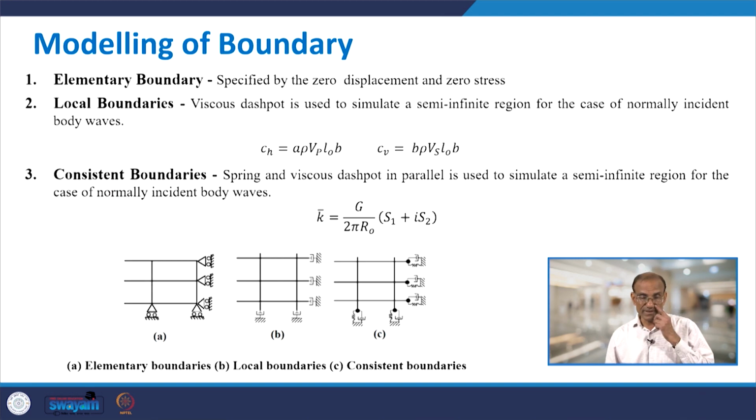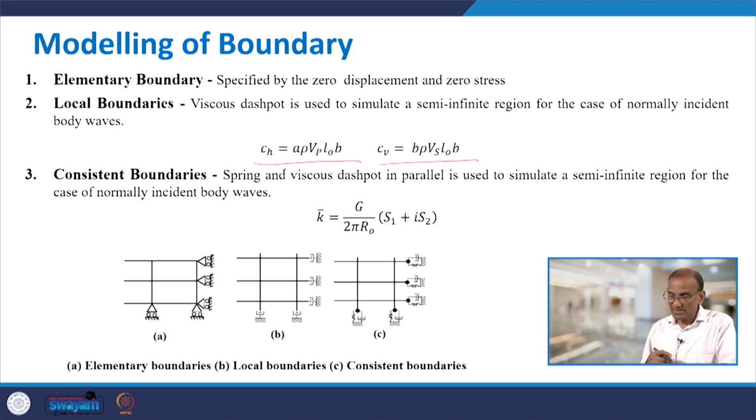Now, modeling of boundary, we already discussed there are different types of boundaries. First one is the elementary boundary where you need to put rollers only, then local boundary where you use the viscous dampers, and the coefficient of these viscous dampers can be found out using these equations here. The first one is for the P wave, another one is for the S wave. So, I think this should be Cp, P wave. Using this equation you can find the damping coefficient.